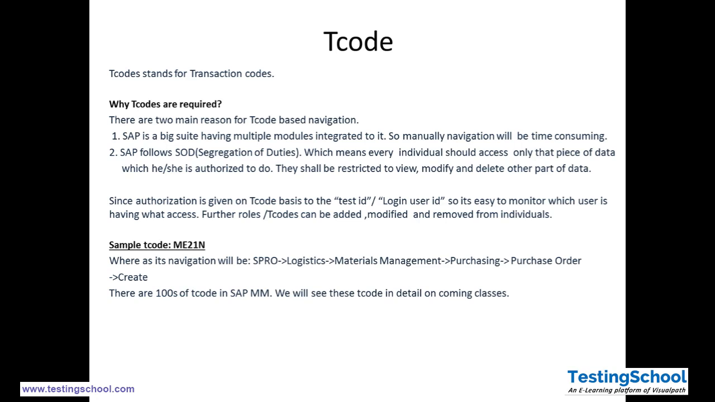As I was saying, T code stands for transaction code. Why are transaction codes required? There are two main reasons for T code based navigation. First, SAP is a big suite having multiple modules integrated into it, so manual navigation will be time consuming. As you have seen, there are some 10 to 12 modules in SAP. Each module will have at least 50 to 60 transactions on average. So there will be about 360 different screens, and navigating 300 to 400 screens will be very time consuming.